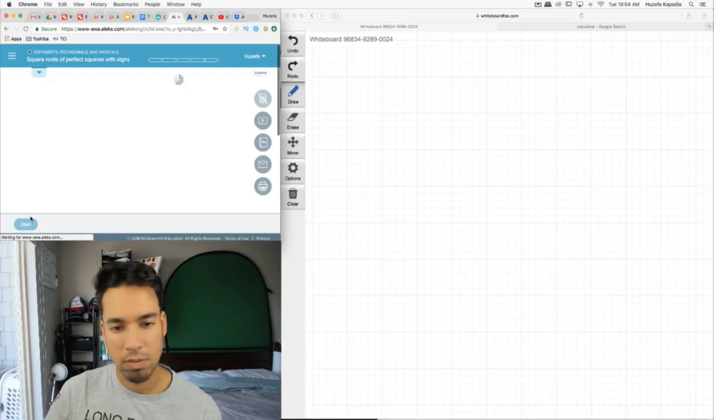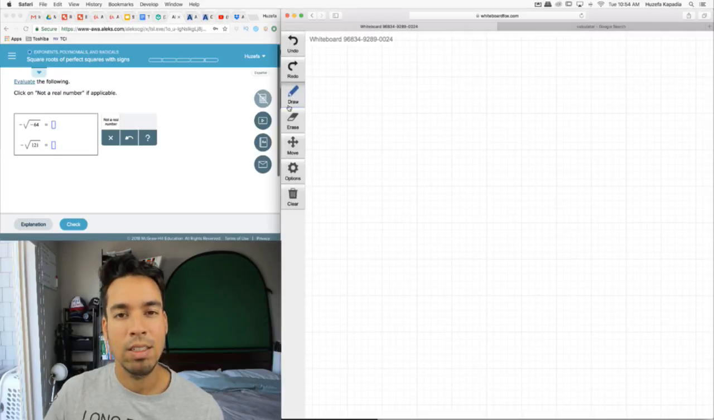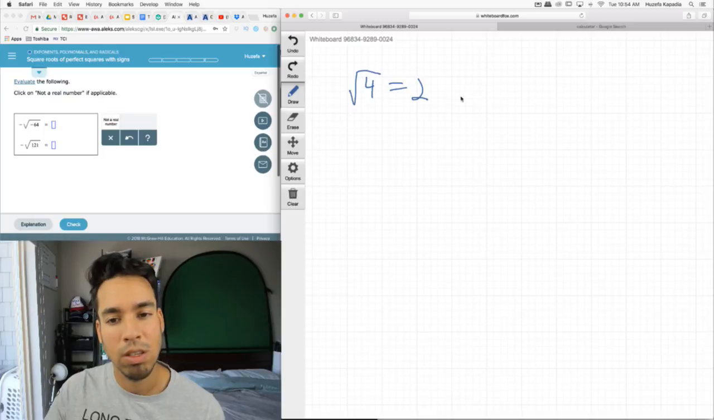Next. So now we're talking about square roots. Now this gets into something called imaginary numbers. Here's the deal. Square roots of perfect squares with signs. You cannot take a real square root of a negative number. Well, you can, but you get what's called an imaginary number, which is not a real number. The square root is when you're trying to find a number that times itself equals a number. So for example, square root of 4 is 2, right? Because 2 times itself equals 4.